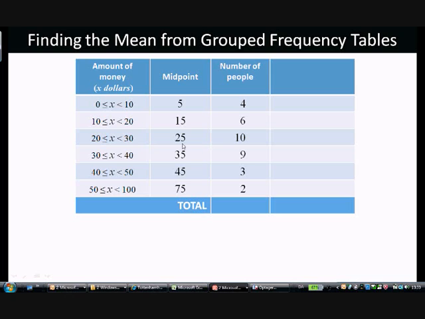Next group, 10 people. We're going to guess they've got $25 each because we know that they've got somewhere between 20 and 30. Next group, 9 people. They've all got between 30 and 40. We're going to guess that they've got 35. Next group, 3 people. They've got between 40 and 50. We're guessing that they've got 45 because it's in the middle. And then the last group is people between $50 and $100. We're guessing they've got 75 because it's halfway between 50 and 100. And there's 2 people in that group.